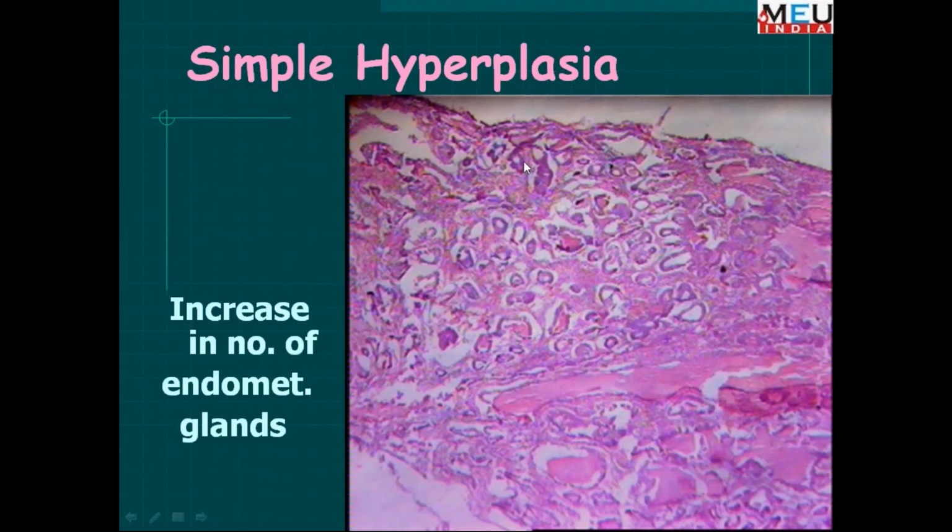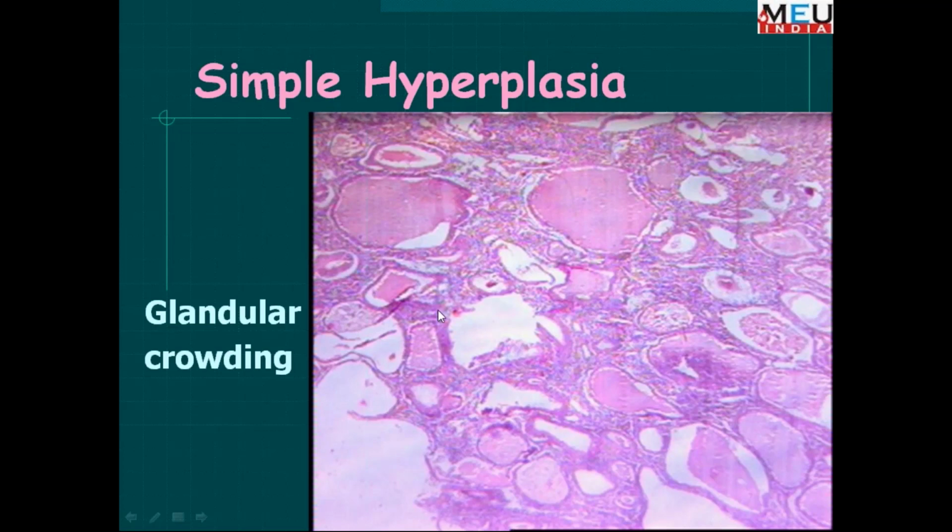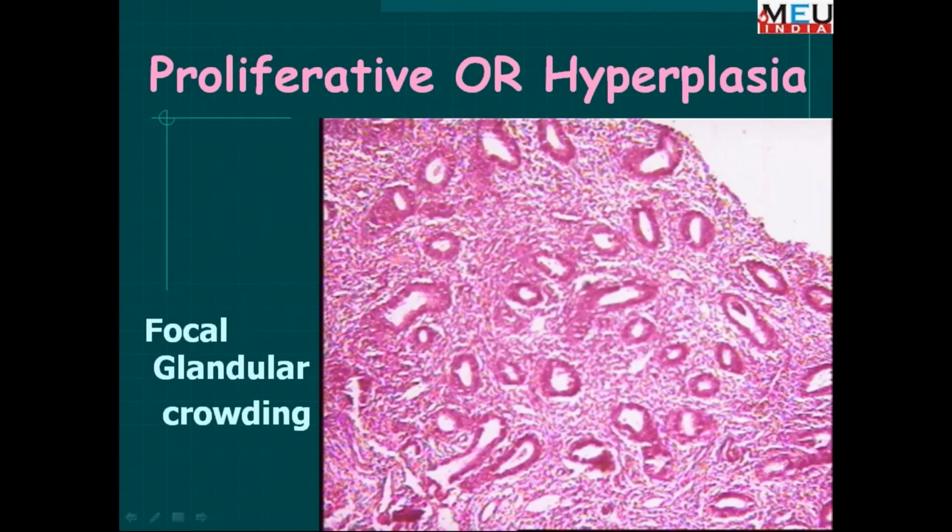Now, if we see, this is the simple hyperplasia, and there is an increase in the number of glands. There is still some glandular stroma, but it is slightly less than what could be seen in the progesteronic phase. In between the glands you can see some stroma, but still there is crowding. If we see on high power, we will not see many mitotic figures. There is focal glandular crowding.